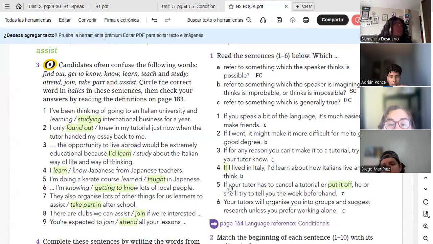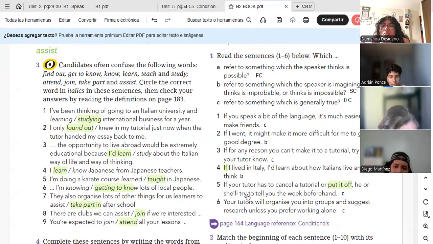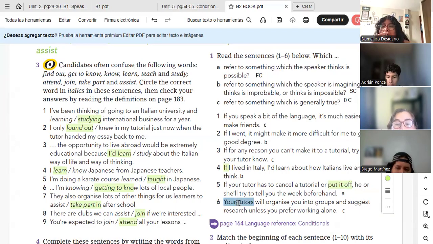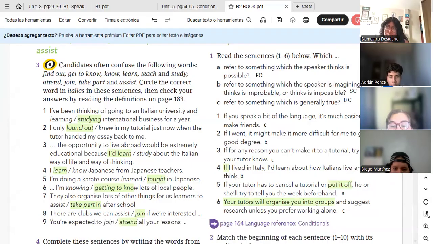So, we have present simple plus future with will. So, this is the first conditional. So it's letter A, first conditional. Okay, possibility, right? In the future. Finally, your tutor will organize. So, for example, notice this started with the main clause. Your tutors will organize you into groups and suggest research. All of this is the main clause.